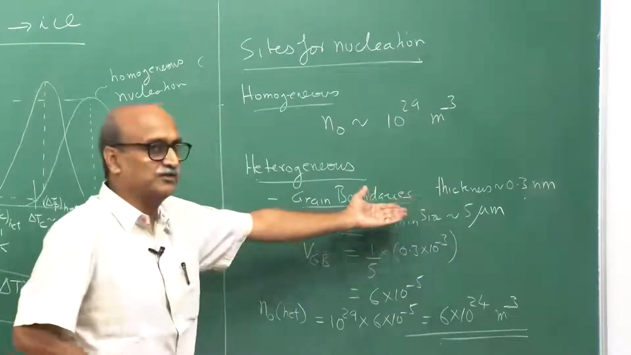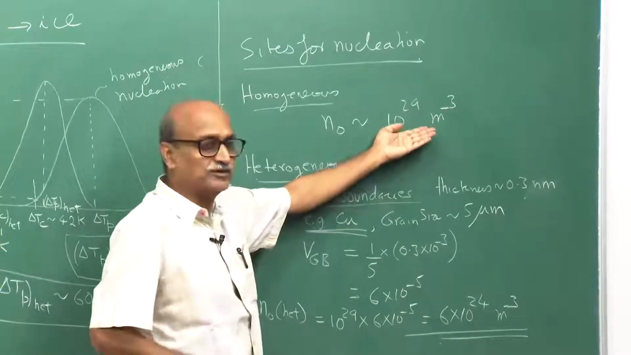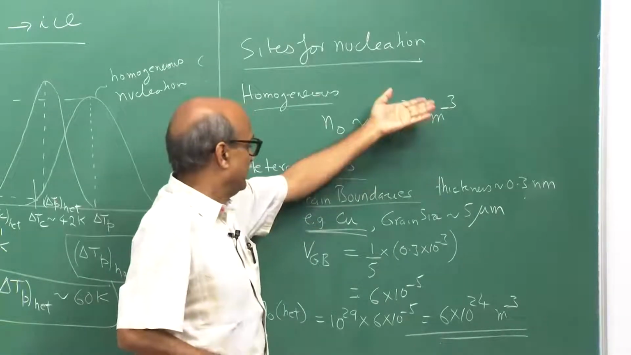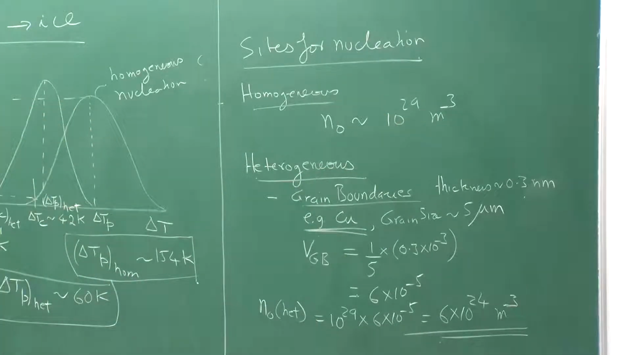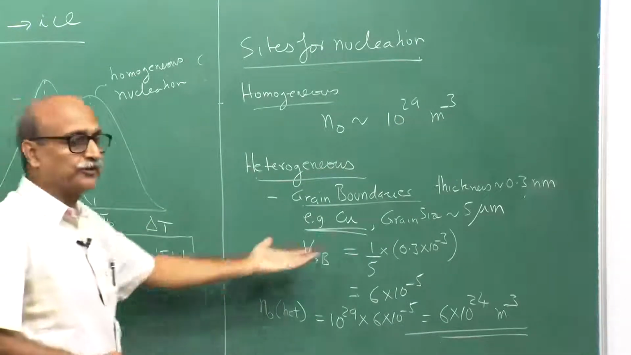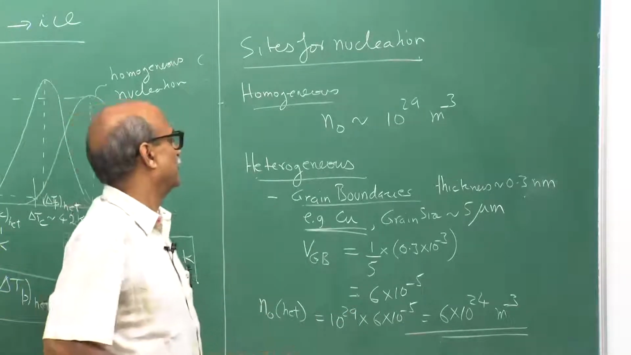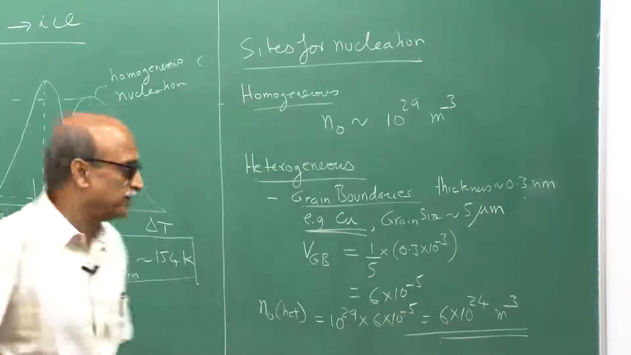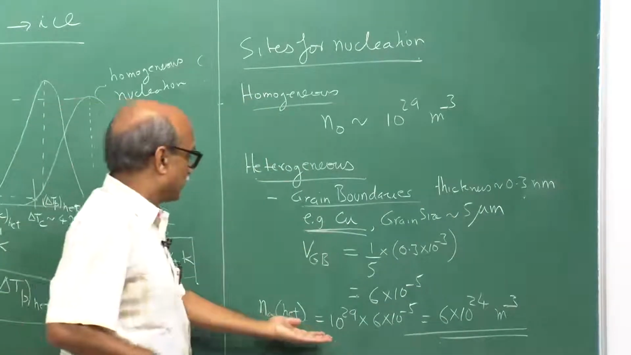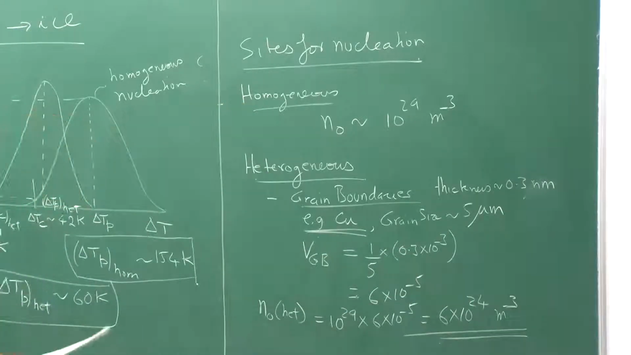Here if I have a grain size of 5 microns versus the number of sites is 10 to power 29 if I have the homogeneous nucleation. So, the sites for heterogeneous nucleation can be substantially small. In fact, for a very large grain size material like let us say 50 micrometers, the number of heterogeneous sites will further reduce by another order of magnitude.